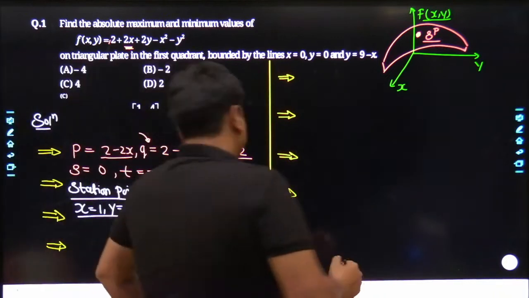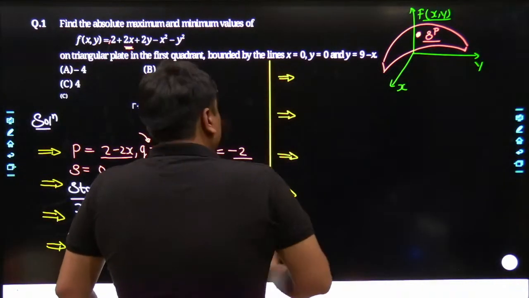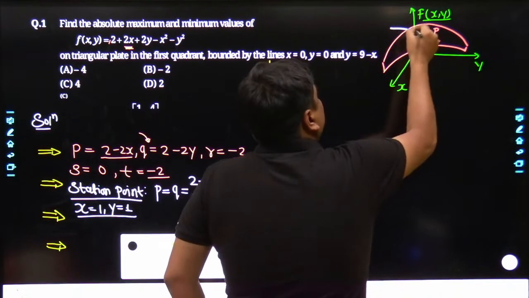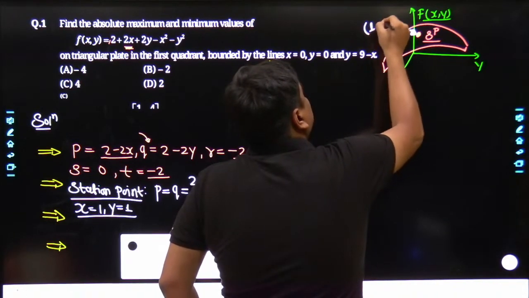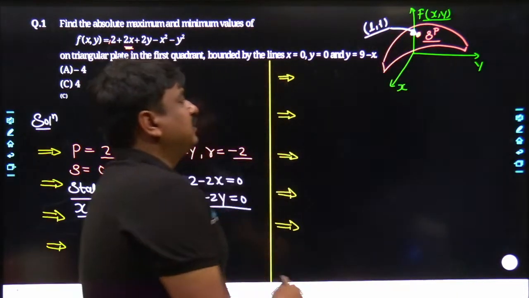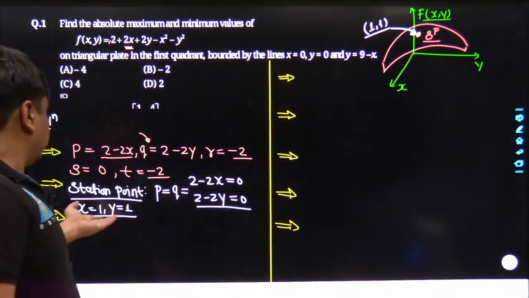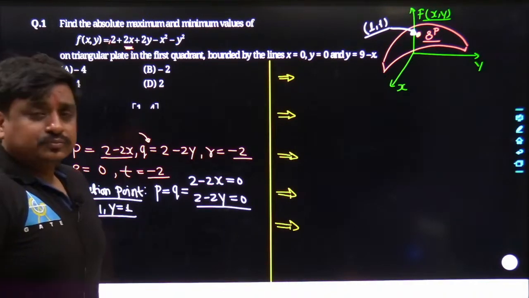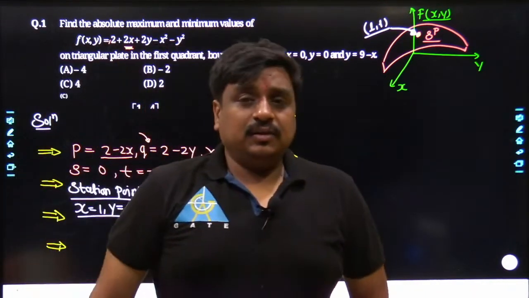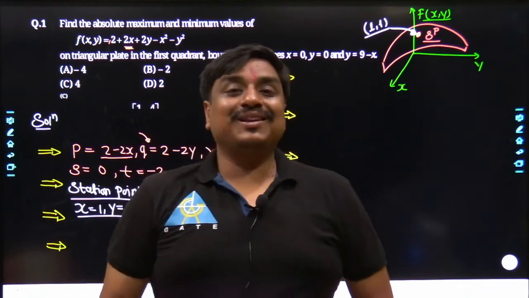So you yourself would be able to easily understand. This is the point of stationary. I may write it x is equal to 1 and y is equal to 1. The next thing that comes to my mind: okay sir, the stationary point has come at (1, 1). But now the stationary point may come because of 3 different factors.